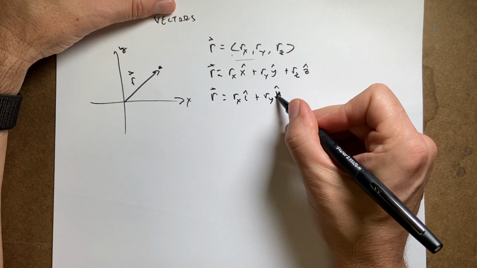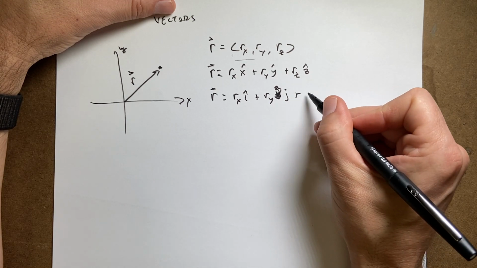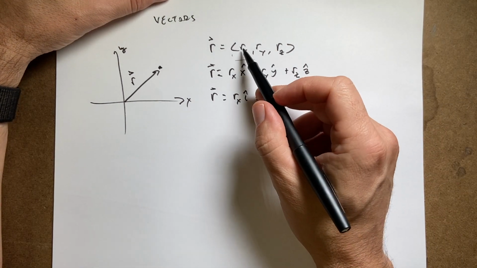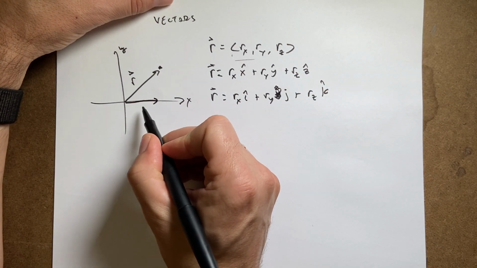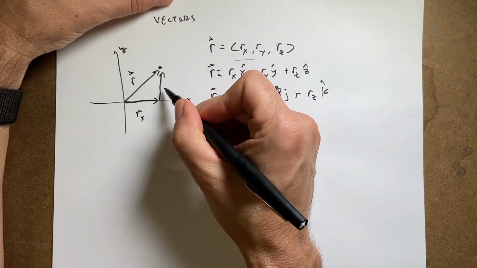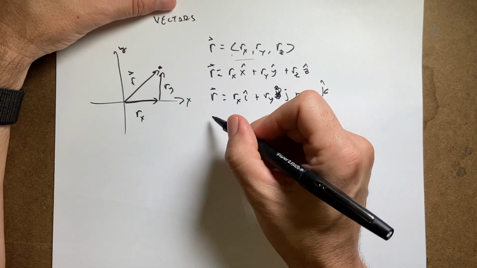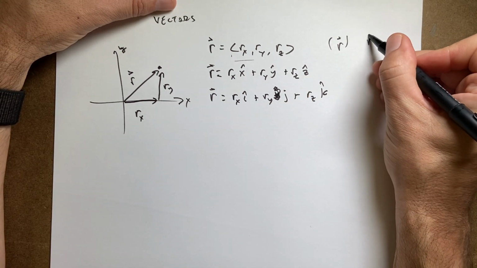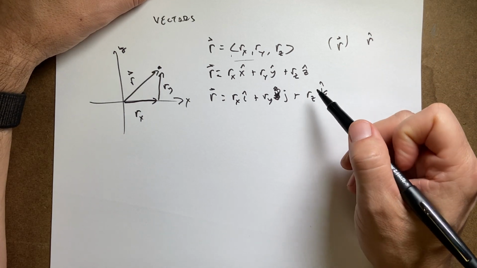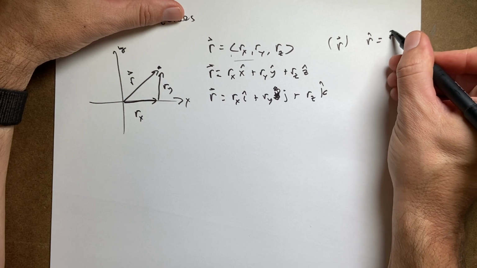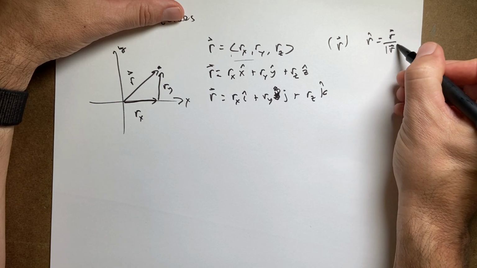J hat plus Rz K hat, IJK. But either way, this tells you how much it goes in the x direction, how much in the y direction and how much in the z direction: Rx, Ry, Rz. And then you should be able to find the magnitude of a vector. You should be able to find the unit vector of a vector, which is important when we calculate gravitational fields and forces. This is the vector r divided by the magnitude of r.